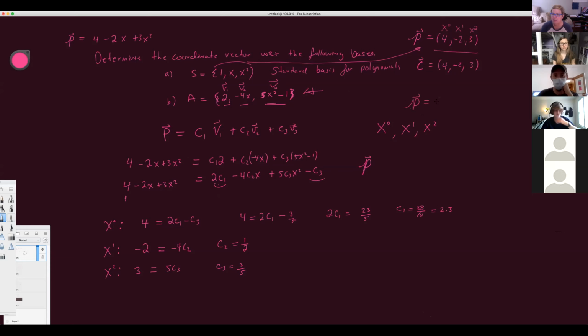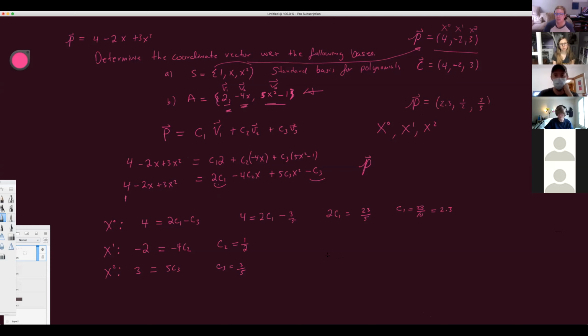I have to write, where's C1? 2.3 along this vector. What is C2? 1/2 along this vector. And 3/5 along the other vector. And let's see if that works.